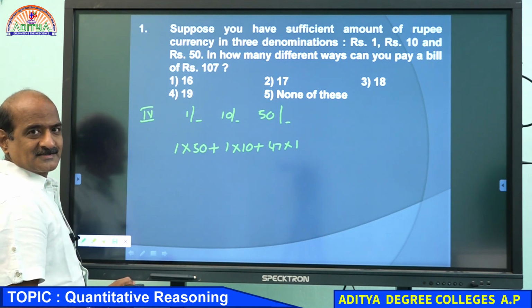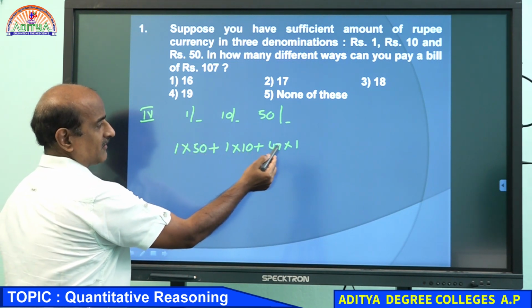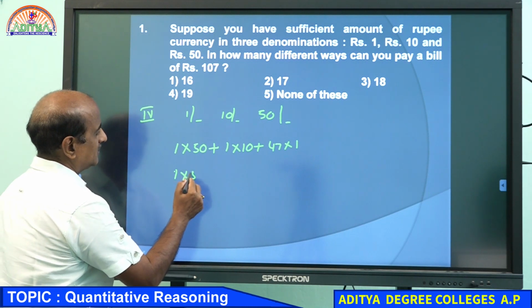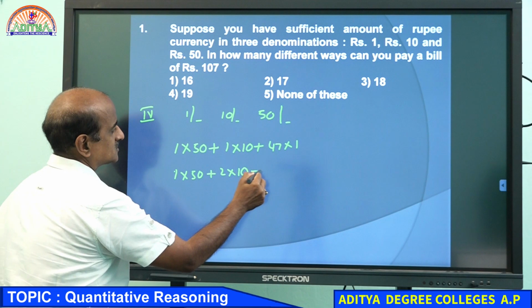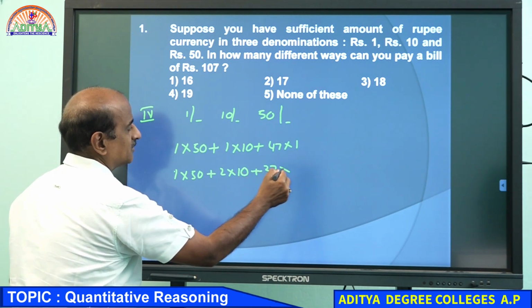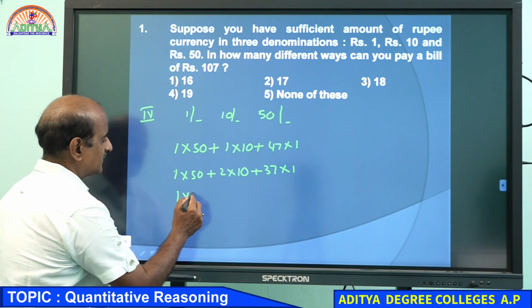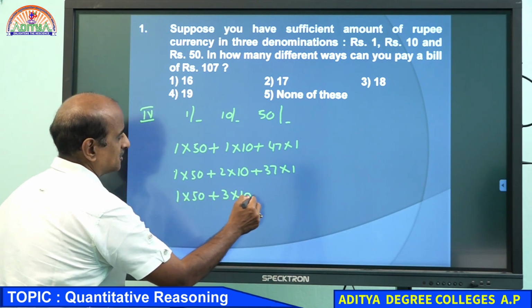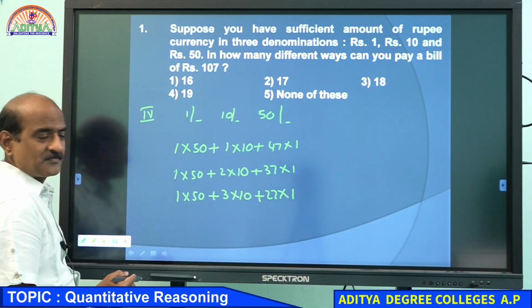I hope you understand this. 1 fifty-rupee note, 1 ten-rupee note, 47 one-rupee notes. 1 fifty-rupee note, 2 ten-rupee notes, 37 one-rupee notes. That makes 107. 1 fifty-rupee note, 3 ten-rupee notes, 27 one-rupee notes. I hope you understand.